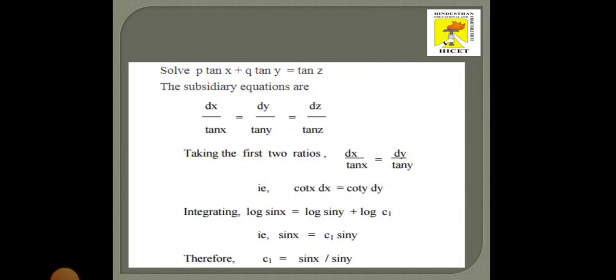Now on integration, what do we get? Integral cot x dx is log sin x, that is equal to integral cot y dy is log sin y plus log constant. So sin x equal to c1 into sin y. Sin y goes to the other side. So what is c1? Sin x by sin y.